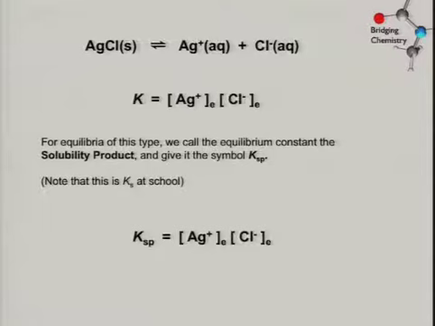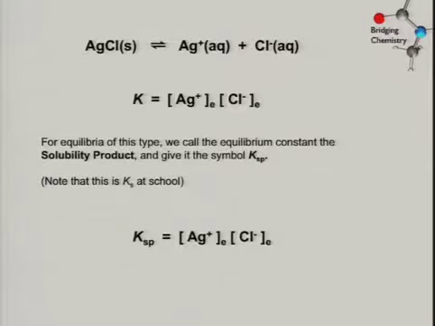Now this is called Ks in NCEA. At university we call this Ksp, sp for solubility product. Yeah? It's the same thing though. And so correctly then we can write Ksp equals the concentration of silver ions at equilibrium times the concentration of chloride ions at equilibrium.